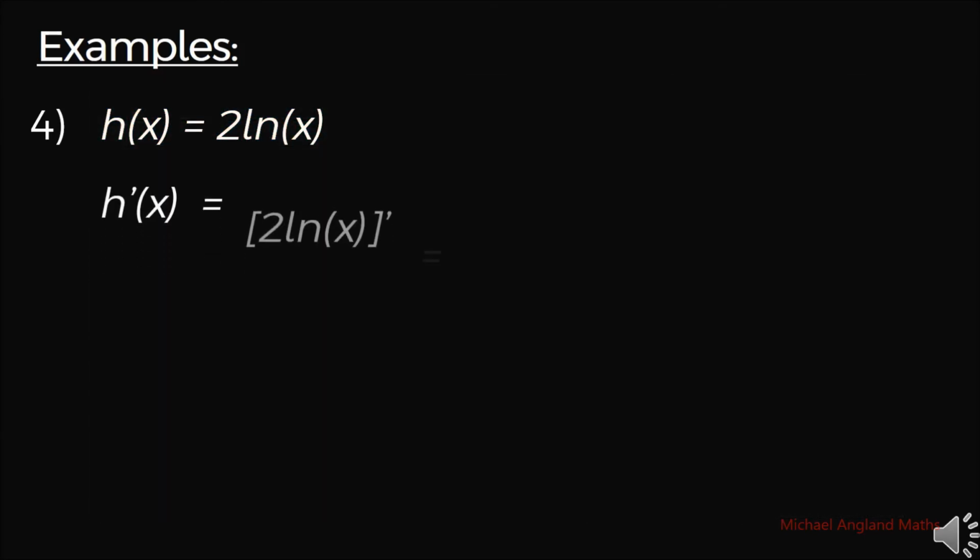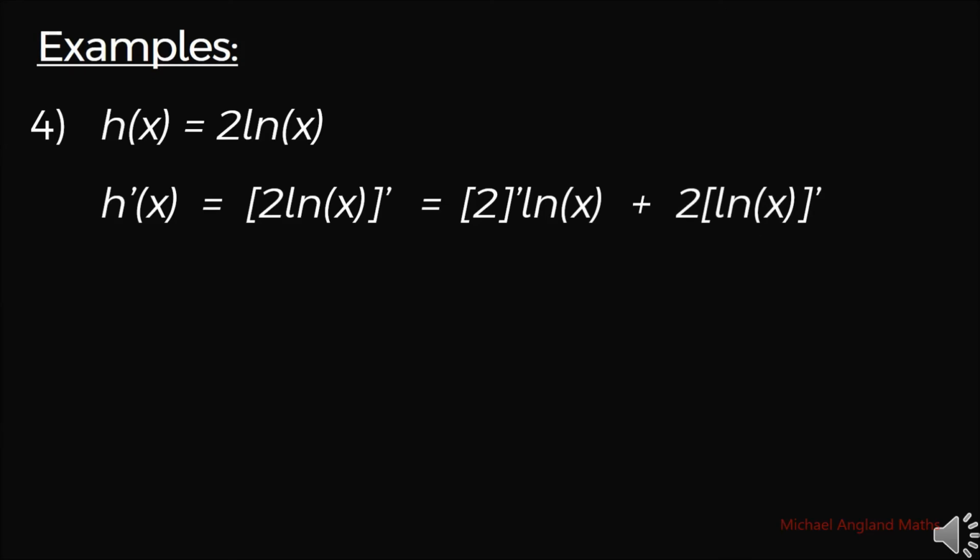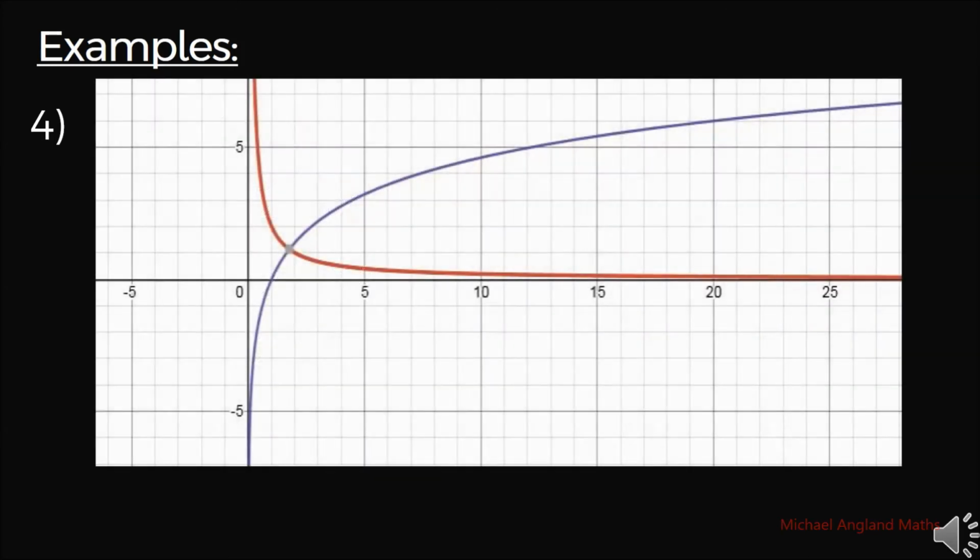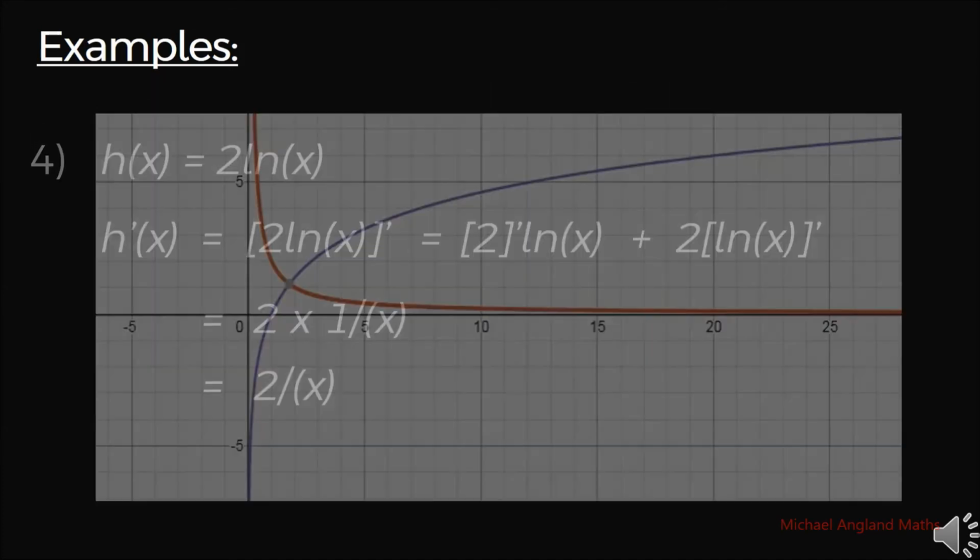So h dash x is equal to the derivative of 2 times natural log of x. Now we have a product here, so that means the derivative of the constant 2 times log of x plus 2 times the derivative of log of x, which gives us 2 times 1 over x, because the derivative of natural log is 1 over x, so we get 2 over x. Now we're familiar with 1 over x. 2 over x is just multiplying that upwards, so that gives us the red bathtub-like curve that we can see, which perfectly describes the rate of change of the blue curve.